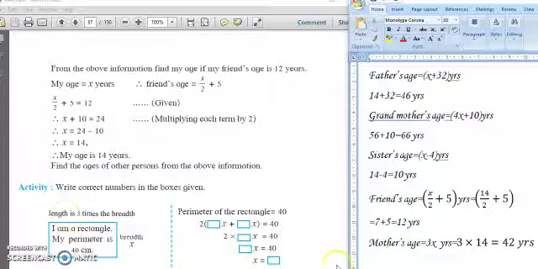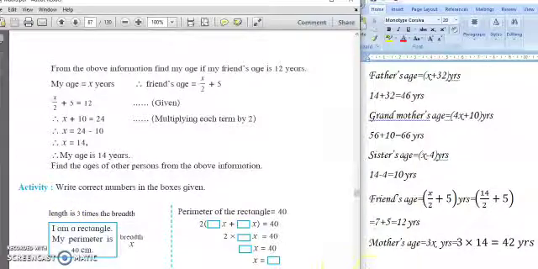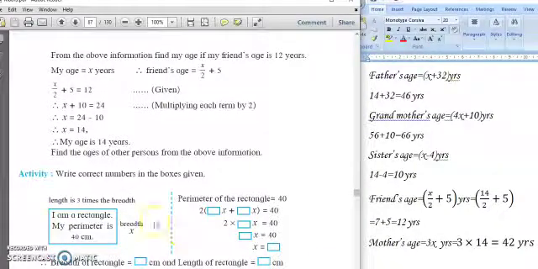Here one activity is given, and this activity you have to perform. Write correct numbers in the boxes given. Length is 3 times the breadth. 3 times the breadth means what? Length equals 3 multiplied by breadth. Now if breadth is x, then what will be the length? Length equals 3 into x.